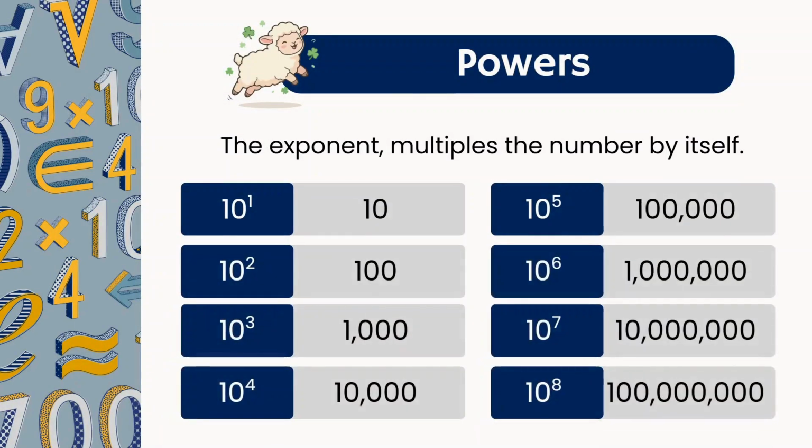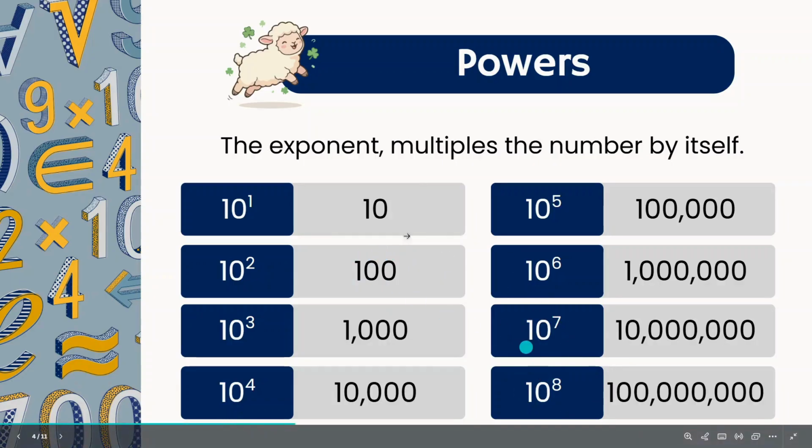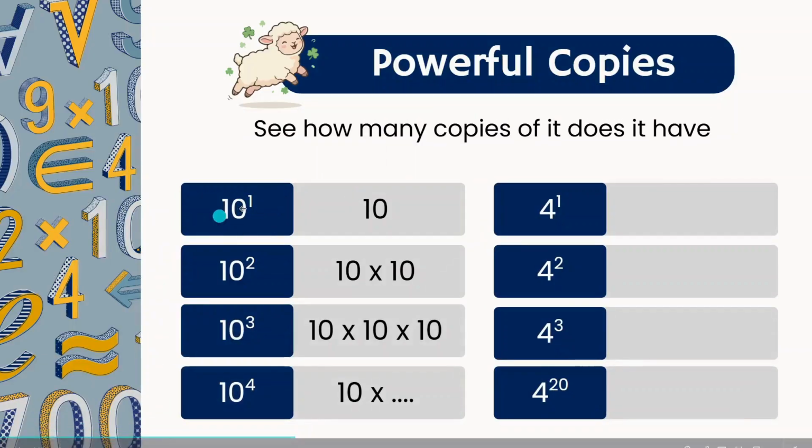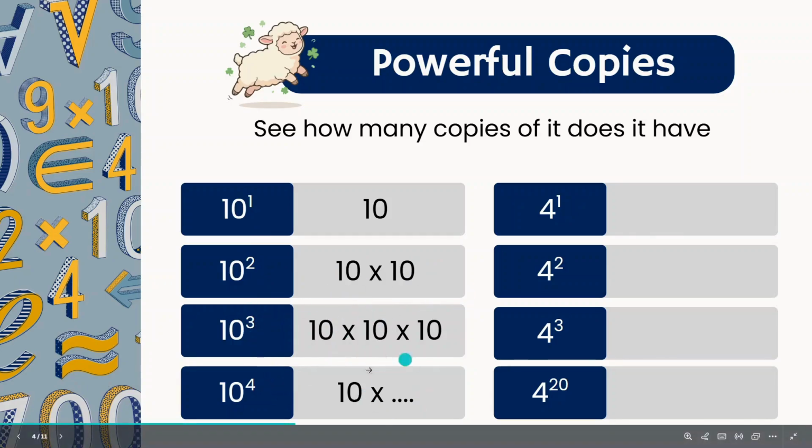So the exponent tells you how many times the number multiplies itself. For example, 10 to the power of 1 is actually 10. 10 to the power of 2 is 10 times 10, which is 100. It can go on forever. It's just how many times itself. If it's 3, you have 3. If it's 4, I think you all get it, it's 4.